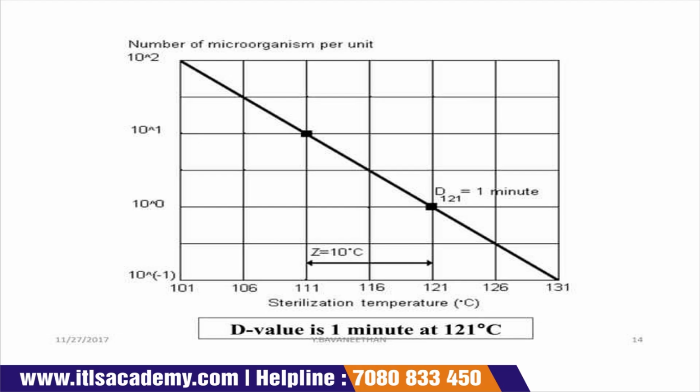This graph shows the D value at a sterilization temperature of 121 degrees Celsius against the number of microorganisms per unit time. When the temperature increases, obviously the number of microorganisms will decrease.